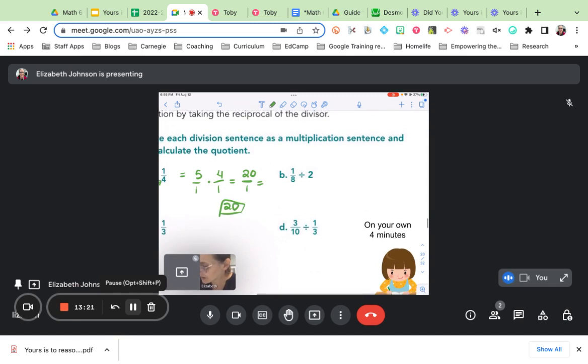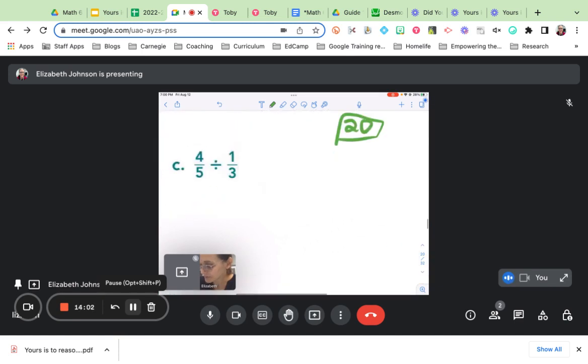Here we have 1/8 divided by 2. I'm going to write 2 as 2 over 1 because it's not currently written as a ratio. So what would be the reciprocal of 2 over 1? It would be 1 over 2. Now we're ready to multiply. 1 times 1 is 1, and 8 times 2 is 16. The answer to this problem is 1 over 16. So what step did we use? We took the reciprocal of the divisor and then we multiplied. The reciprocal of 2 over 1 was 1 over 2.